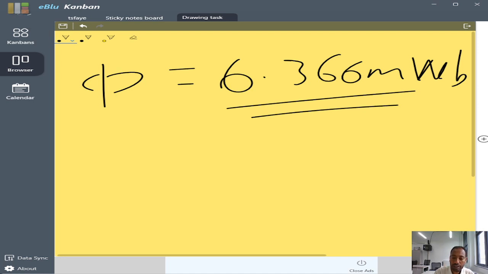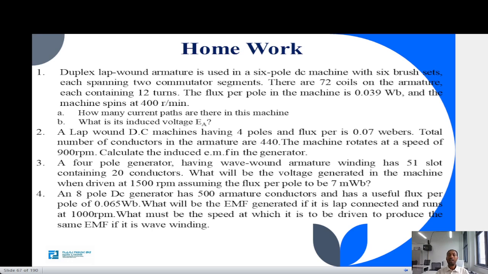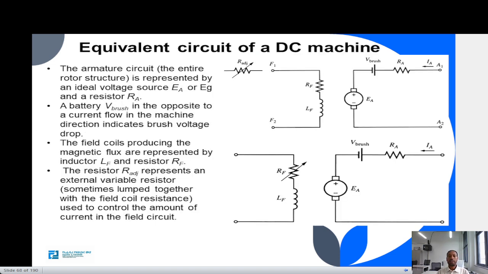Okay, let us proceed. There are a number of examples, 4 examples, which we are supposed to do at your home. So you check yourself and try to calculate the required parameters for the given equations. The next point is the equivalent circuit of the DC machines.